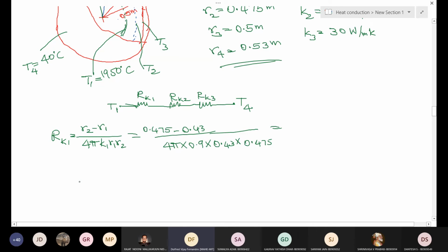So if you made some mistake somewhere in between also, you will not be losing all the points. So don't simply write the values of RK1, RK2, RK3. You substitute, then calculate and write the answer. Okay. So RK2 and RK3.